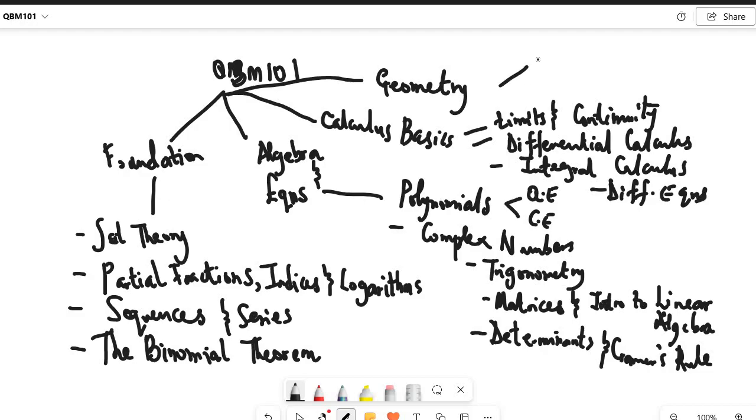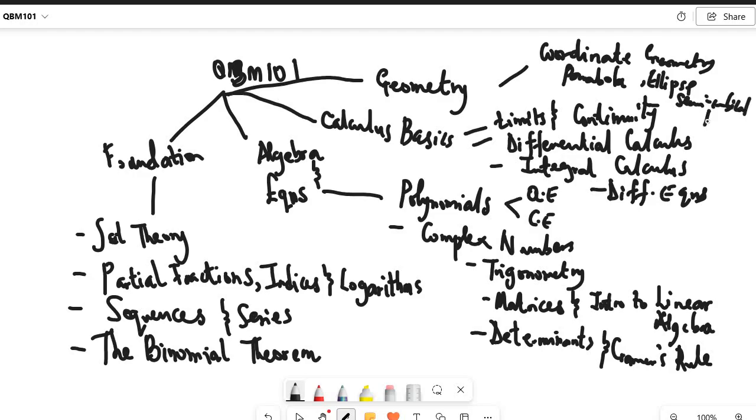Then for the geometry, we'll look at coordinate geometry: the circle, the straight line, the parabola, the ellipse, the hyperbola, and all of those. Then we'll climax at the semi-cubical parabola. Okay, so that would be where we would stop for Quite Basic Math 101, and this will be the foundation of university mathematics.